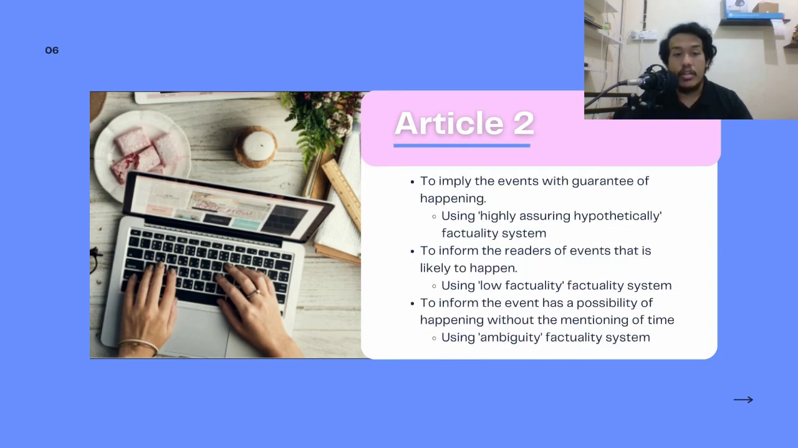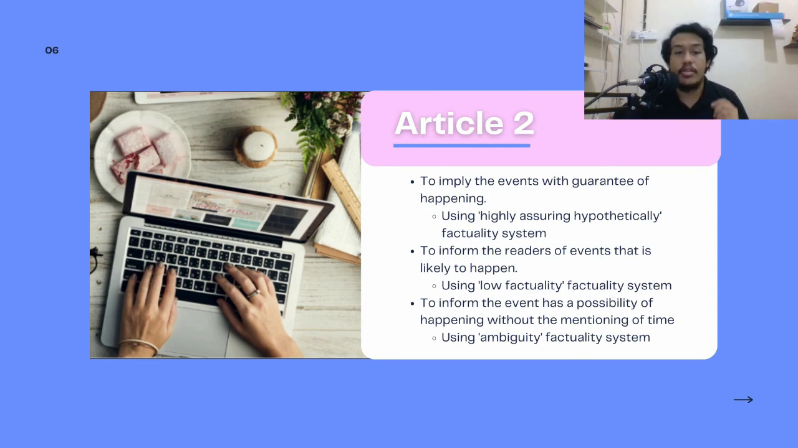Moving on, the author used highly assuring hypothetically in order to assure the readers of events that have a high chance of happening, such as the closure of the school that will affect the education of children. Next, the author also used the low hypothetically subcategory to imply events that are likely to happen with low chances, as the author may intend to inform the readers of the chances and let them take their own initiative to prepare. For instance, the author stated "for those hoping to start university," with the intention to address the people who would enter university without mentioning the time of entry.